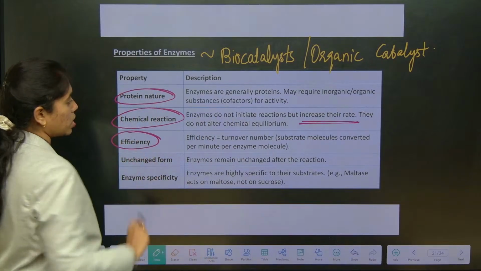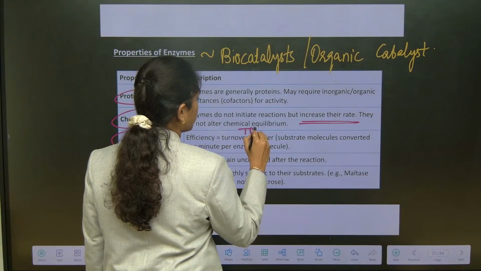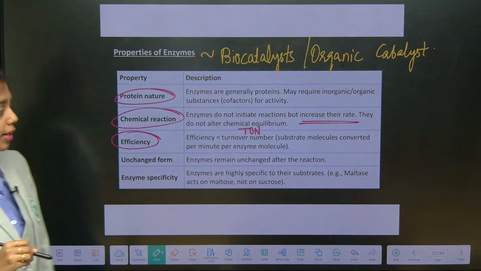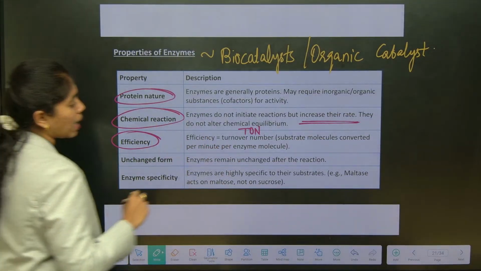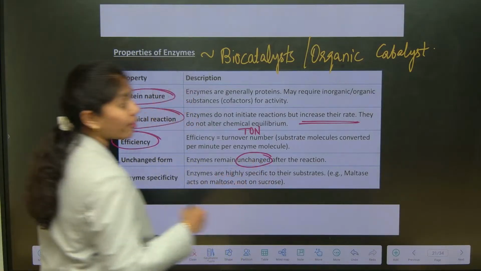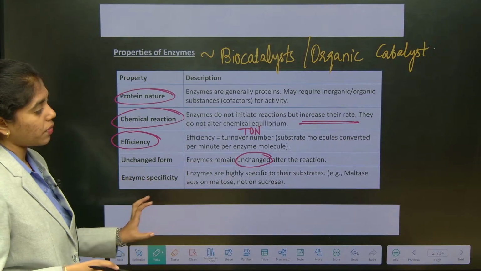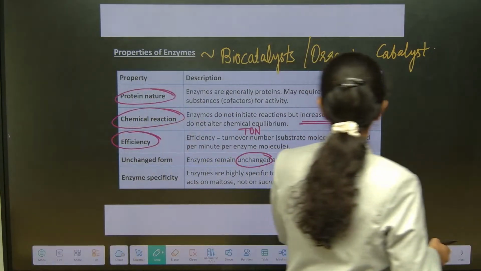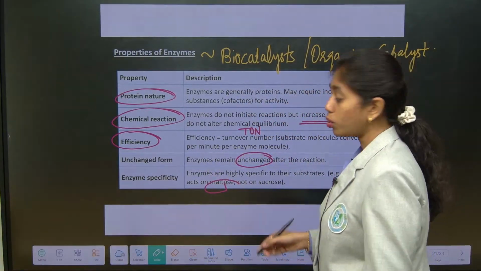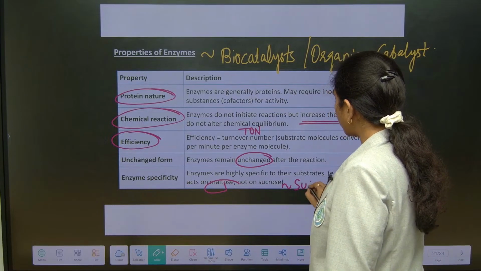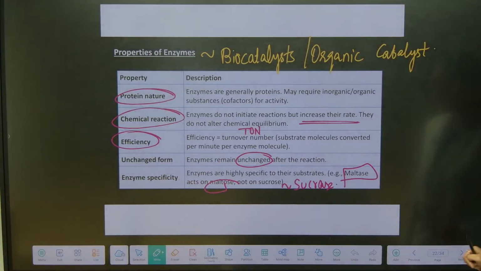Next, efficiency. Efficiency is directly equal to turnover number, that is, the number of substrate molecules converted per minute per enzyme molecule. Next, enzymes remain unchanged after the reaction as well. Enzyme specificity: enzymes are highly specific to their substrates. For example, maltase is specific for the substrate maltose, not sucrose. For sucrose, what is the specific enzyme? Sucrase. As such, these are the major properties of the enzymes.